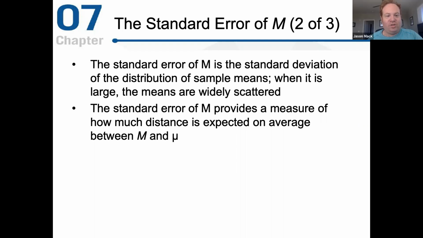When it is large, the means are widely scattered. The standard error of the mean provides a measure of how much distance is expected on average between the population mean and the sample mean. The dance of the means will make that clear if you play with that link I put in there.